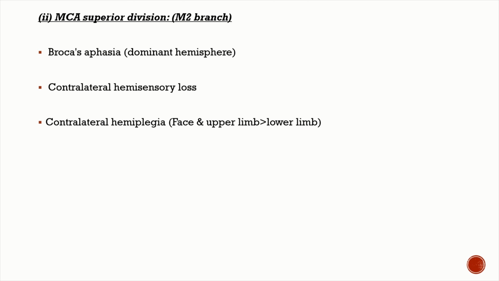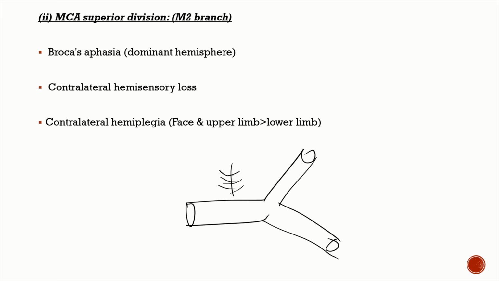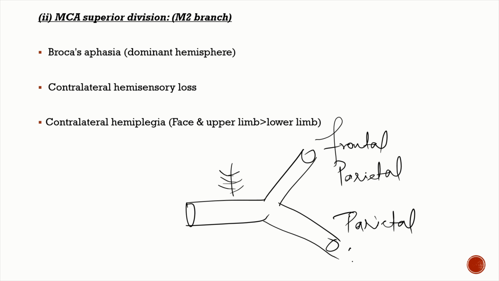Okay, now let's move a little more distally. Now coming to the MCA superior division, again we'll draw a simplified diagram. So we have the lenticular branches, the M2 branches, that is the superior segment and the inferior segment. Here the superior division is going to supply frontal and parietal. Here also, to some degree, the inferior part of the parietal lobe and the superior part of the temporal lobe.